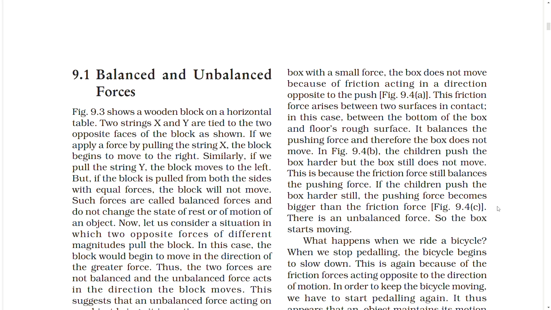In figure B, the children push the box harder but the box still does not move. This is because the friction force still balances the pushing force. If the children push the box harder still, the pushing force becomes bigger than the friction force. Figure C. There is an unbalanced force, so the box starts moving.